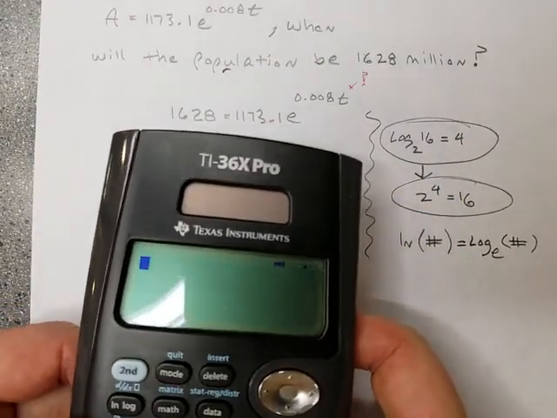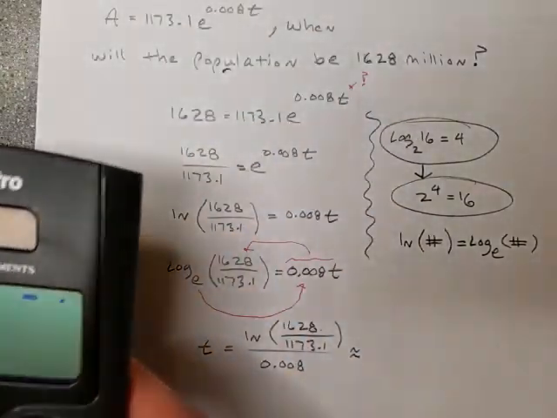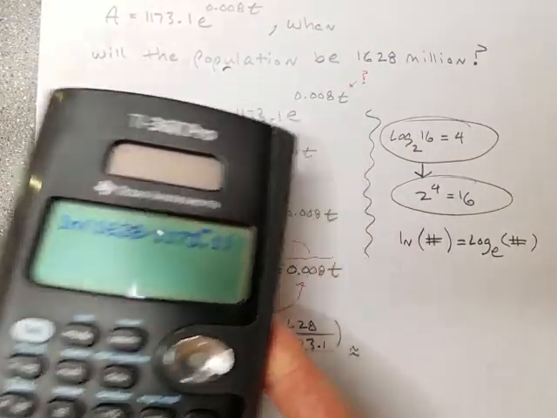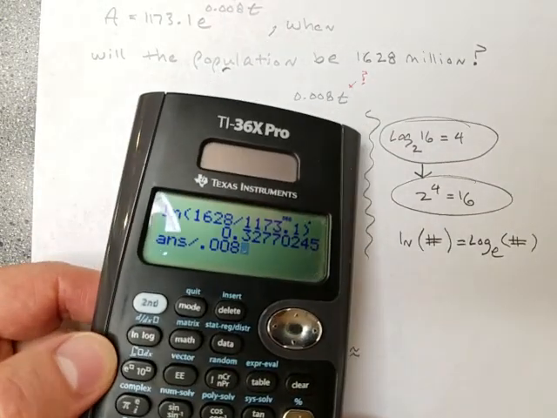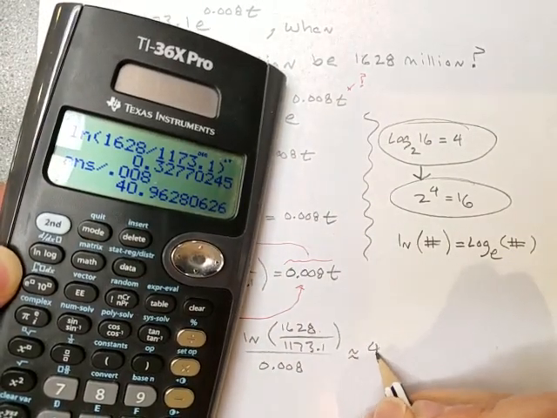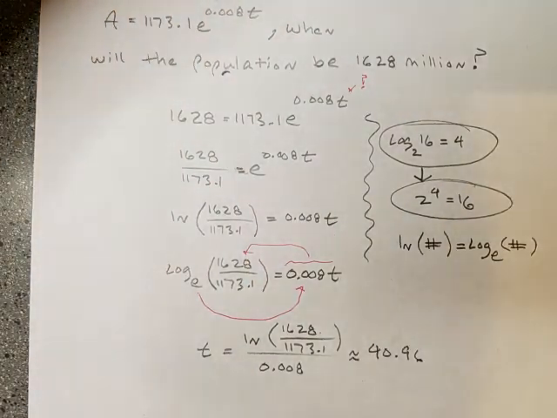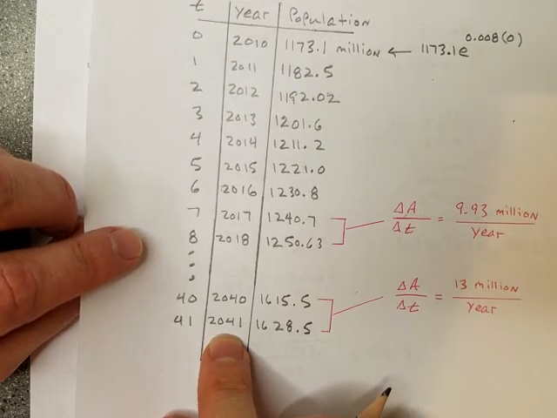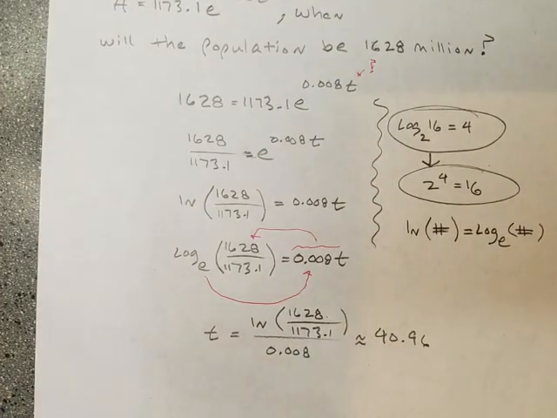So I get natural log of 1628 divided by 1173.1. See, I got that. And then I divide that by 0.008, and I get about 40.96. Yeah, that's about what I was expecting. What does that translate to? Well, t being about 41 translates to the year 2041, when the population is about 1628. So that's the answer I was expecting.